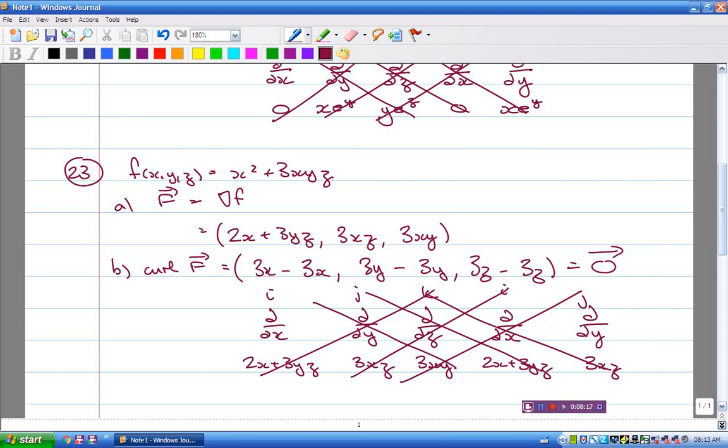Before, when we first encountered it, I said which of these three is conservative, and then we kind of figured it out by inspection. But if you work out curl, then you can see the ones that have a non-zero curl are not conservative.